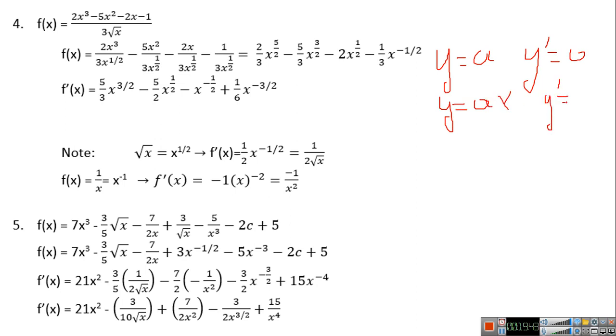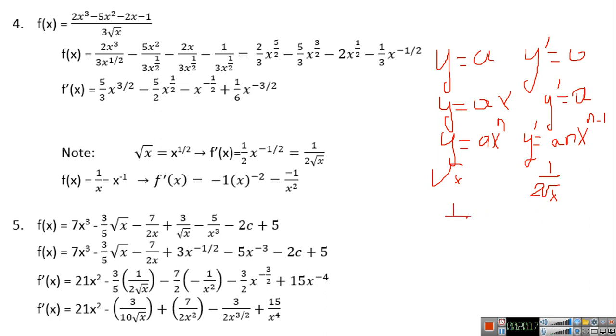Write it on a piece of paper in front of you. If you have y equal a x to the power n, you need to know this. It will be y prime equals a n x to the power n minus 1. Particular case: the derivative of radical x will be 1 over 2 radical x. For 1 over x, the derivative is minus 1 over x squared.